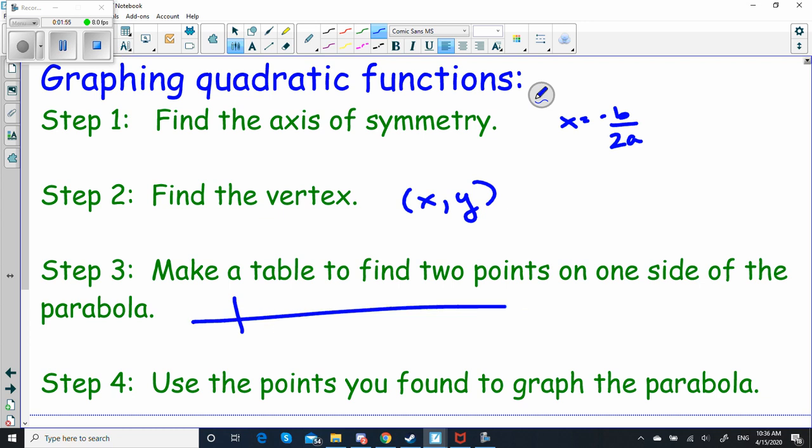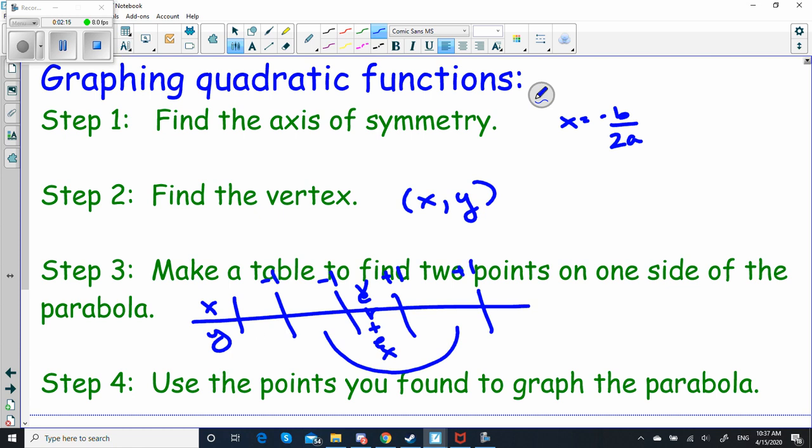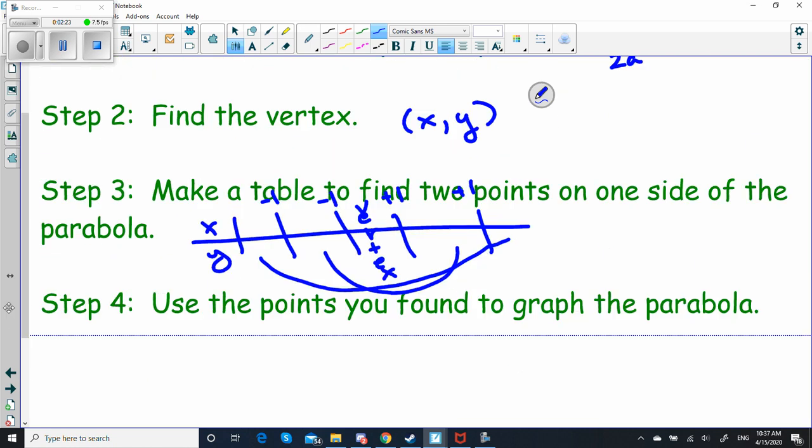Then we're going to make a table using that vertex we just came up with. And we're going to put that vertex right in the center and come up with x's by going up 1 and back 1, making the y symmetrical, and going up another and back another and making the y symmetrical. And then you're just going to plot the points you found. It should make a U shape. If it doesn't, something's wrong.